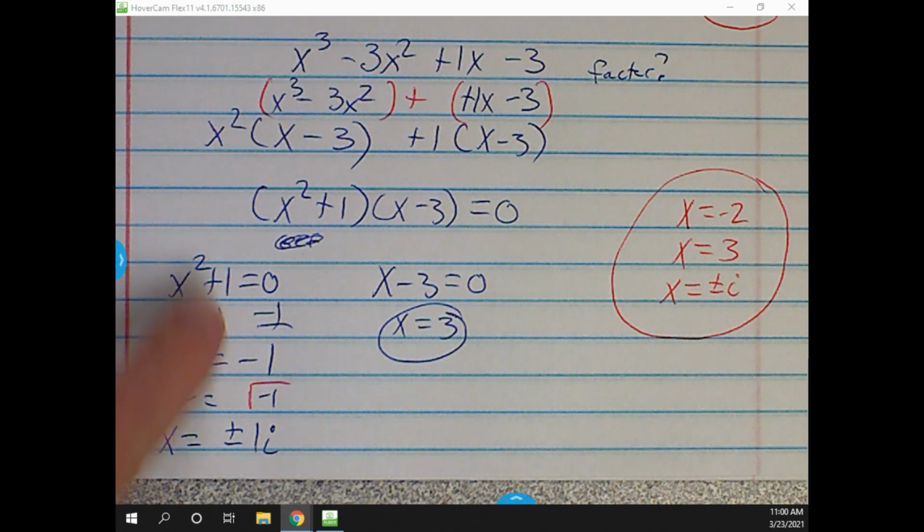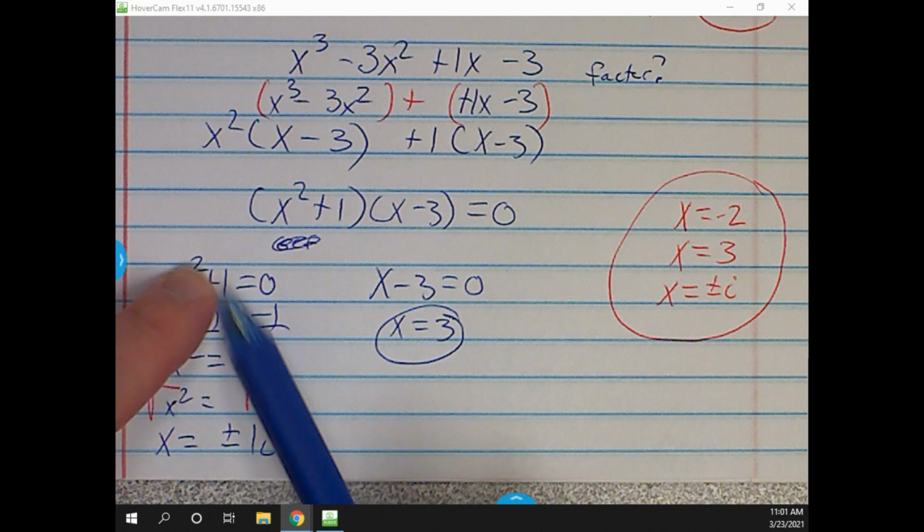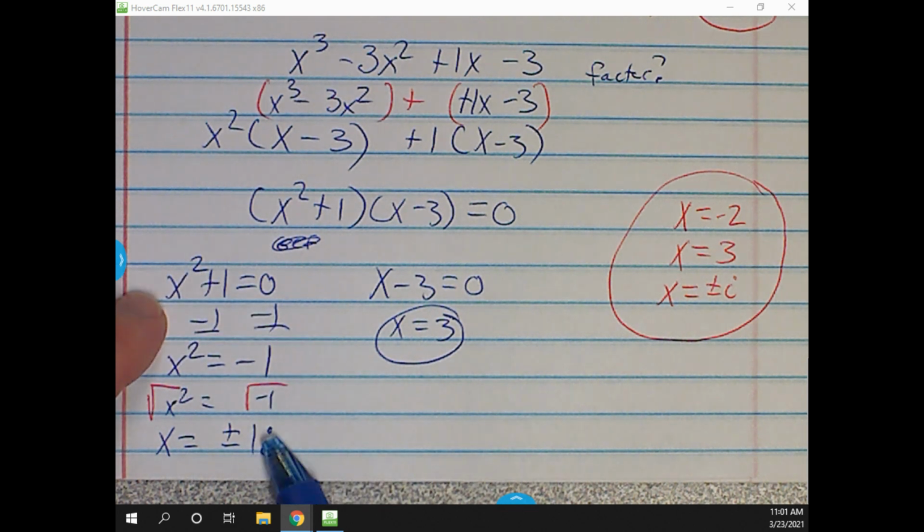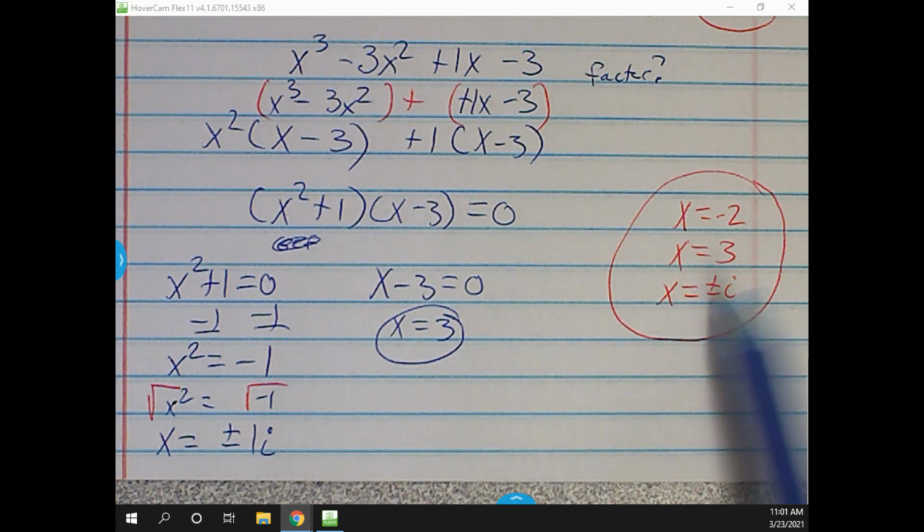Because if this had been x squared minus 1, then this would have just been regular plus and minus 1. We wouldn't have to worry about the I. But because of the way that one factored off, then we had to put the imaginary part of it in there.